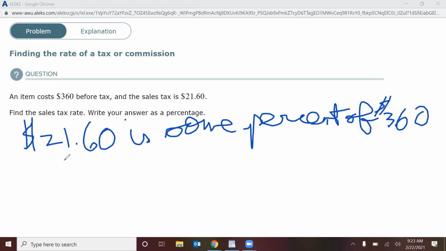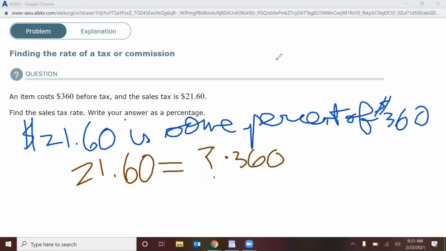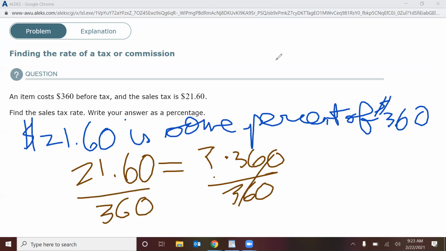So let's just translate that into math. So 21.60 is some percent of 360. And when we divide both sides by 360, we get 0.06.